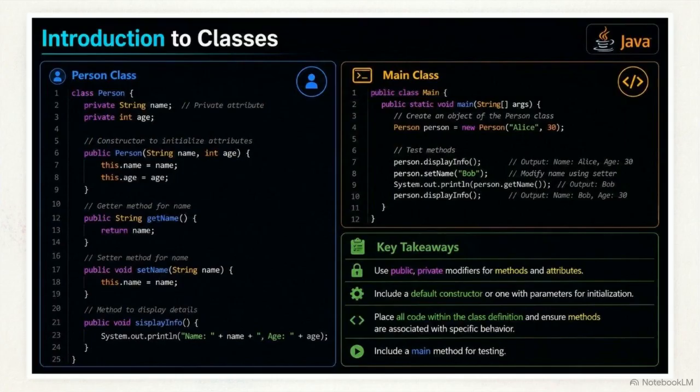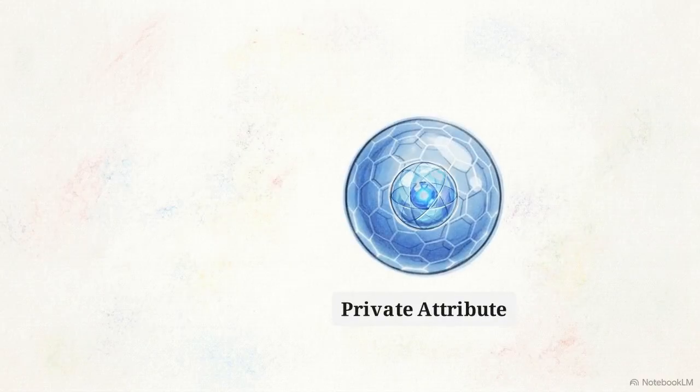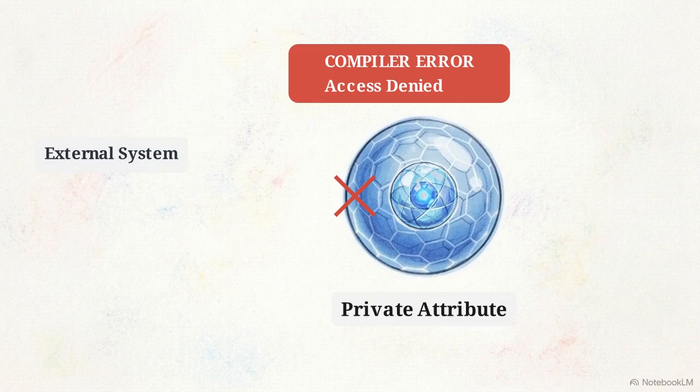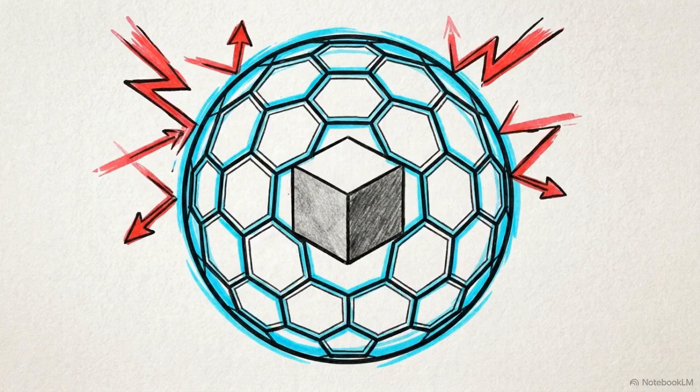They are now invisible to the rest of the software. If an external system attempts a direct read or write operation on a private attribute, the compiler throws an error. The request simply bounces off the encapsulation shield. However, a completely isolated object is useless.